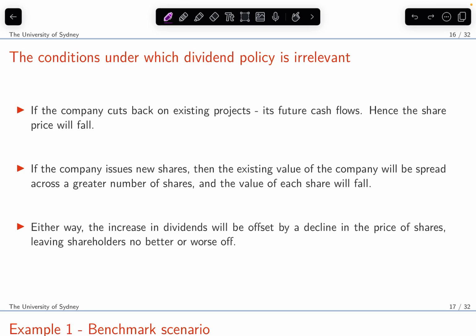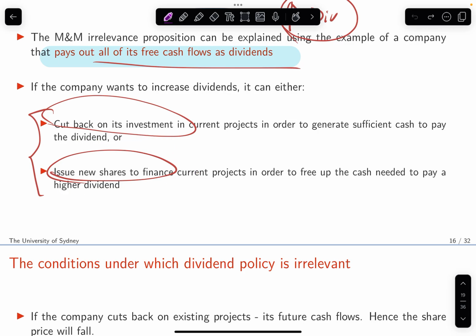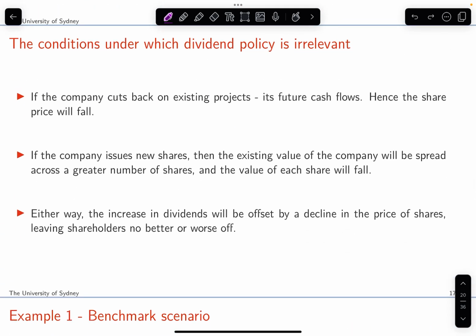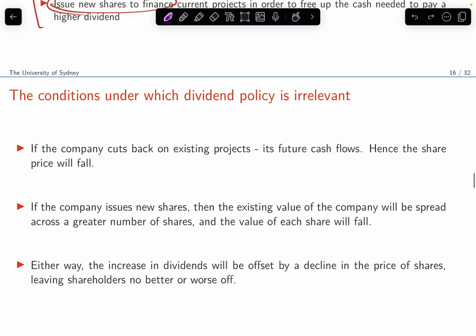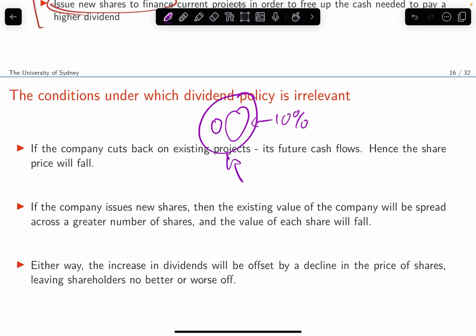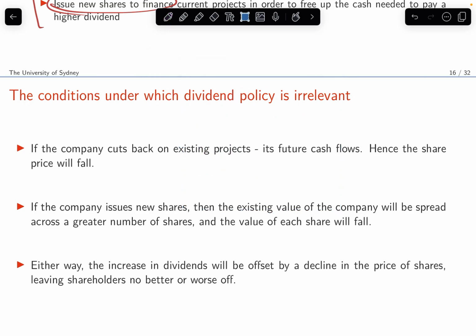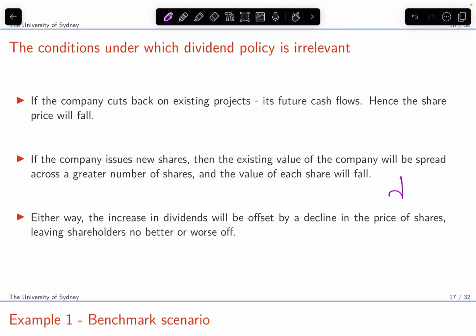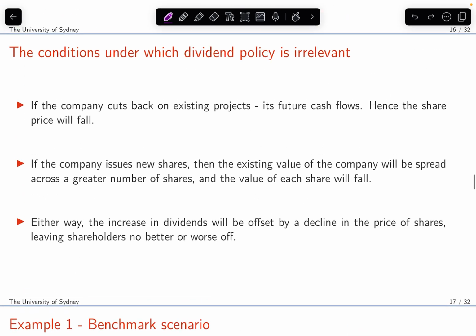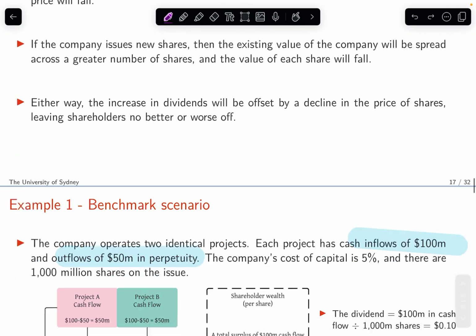So if a company issues new shares, this is the second method by which we could increase our dividends. If a company issues new shares, then the existing value of the company will be spread across a greater number of shares. So if this company has 10 shares, and then we want to bring on additional investors, so we issue one new share, now this company has 11 shares, okay? So the percentage that each person owns of the company has decreased. So this is the idea that if you issue new shares, the value of the shares decreases and therefore shareholder value falls. Either way, the increase in dividends will be offset by the decline in the price of shares, leaving shareholders no better or worse.